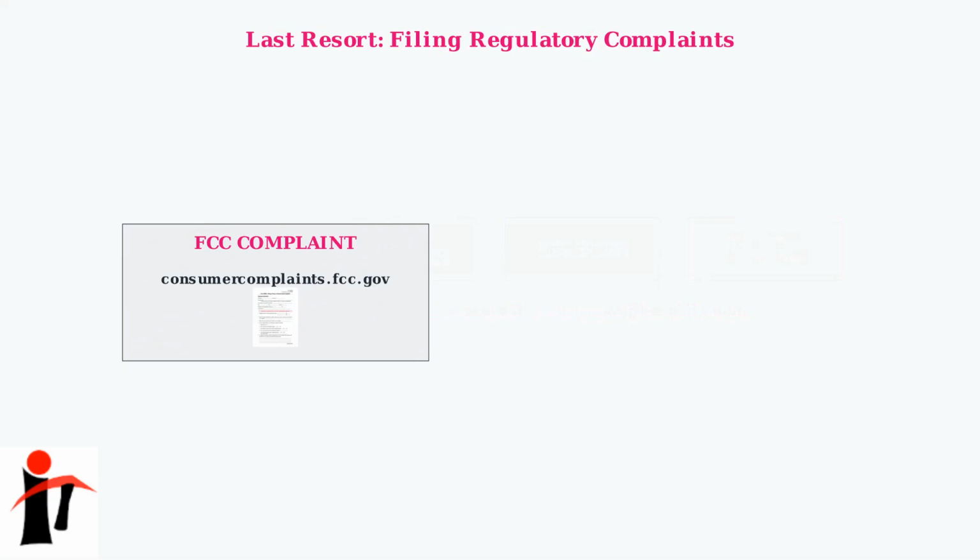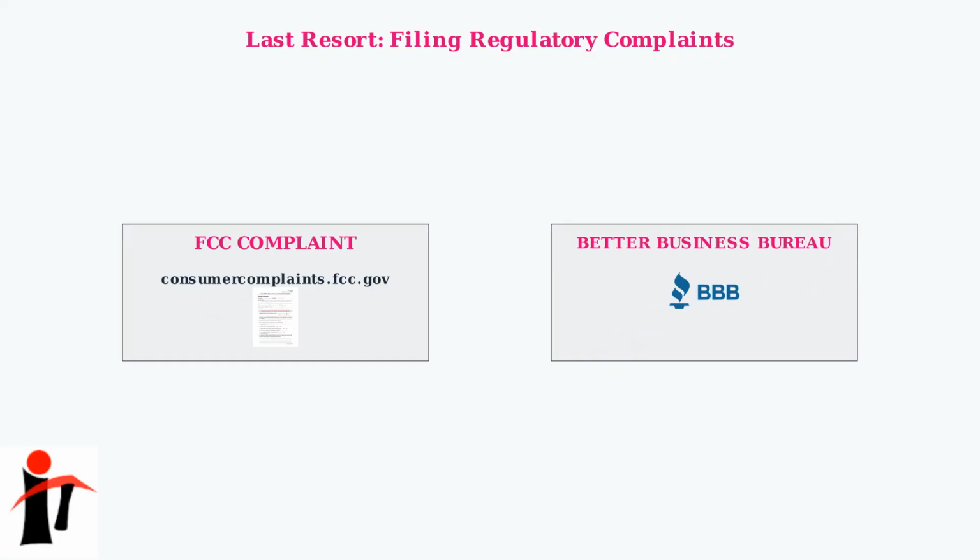File an FCC complaint at consumercomplaints.fcc.gov for federal oversight of telecommunications practices. You can also file a complaint with the Better Business Bureau for additional pressure on T-Mobile to resolve your issue fairly. Additionally, file a complaint with your state's Public Utilities Commission, as they regulate telecommunications services at the state level and can provide another avenue for resolution.